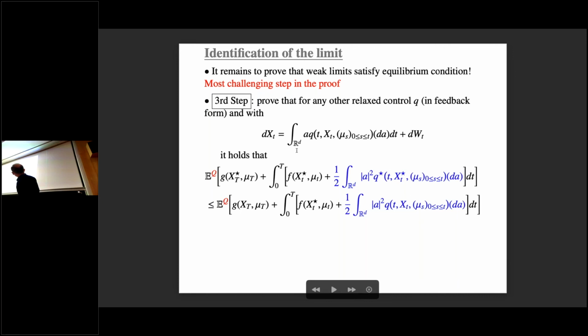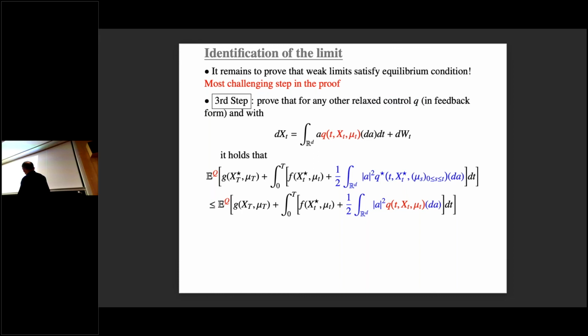If you play now another relaxed control, so this is what you see here, another control, then basically you say you pay more with this new control than with the control Q star that I have found by checking the weak limits of the particle system.